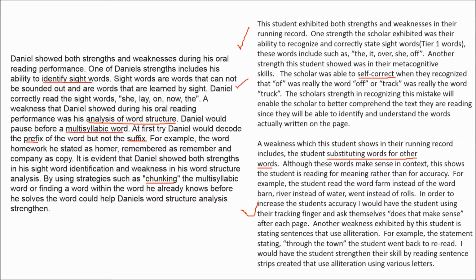Another reason exhibited by the student is stating sentences that use alliteration. For example, the statement starts, through the town, the student went back and reread. I didn't even catch that. She caught that, right? Just reading these things that have repeated first sounds. I would have the student strengthen his skills by reading sentence strips created with the use of that alliteration. So like, look at the before and look at the after.